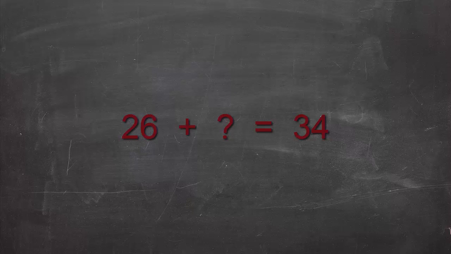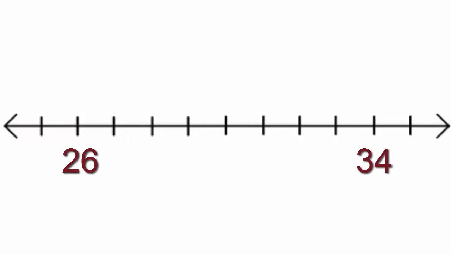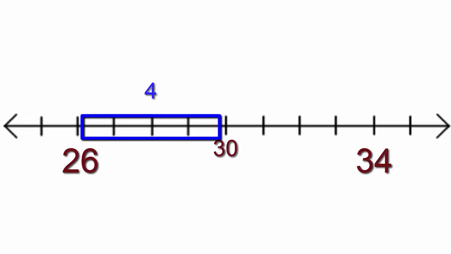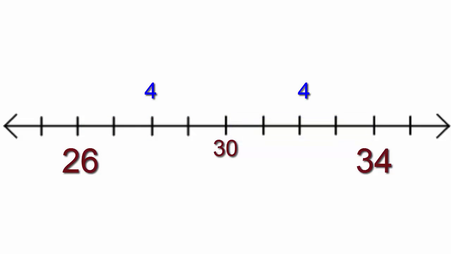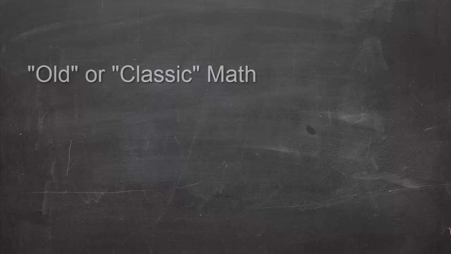All right. So to get from 26 to 34, first you got to say, okay, we got to get to 30. So how many do we need to get to 30? Well, we need 4 more. All right. And then how many do we need to get from 30 to 34? That's an additional 4. So we used 4 and then 4, and that's 8. Boom, done.